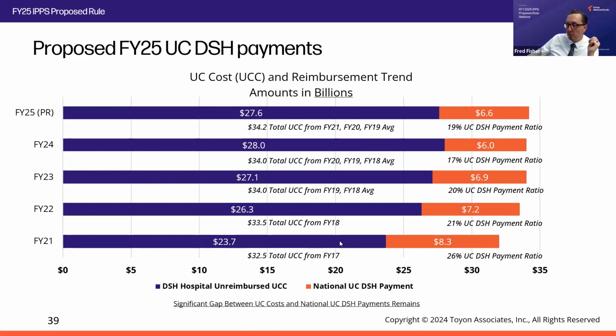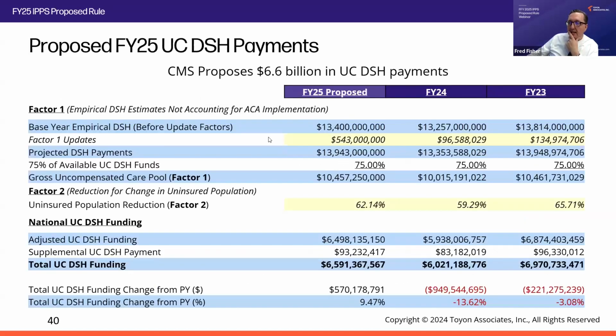If we go all the way back to 21, CMS was paying a lot more for the uncompensated care pool, at a 26% ratio. Then it started to dip down, 21 to 20 to 17, and now we're finally back up to 19%. How we get there is CMS estimates DISH payments for the whole year before UC DISH. If there was never any ACA, the DISH payments hospitals would receive would be about $13.4 billion. These Factor 1 and Factor 2 updates are really what drive the program.